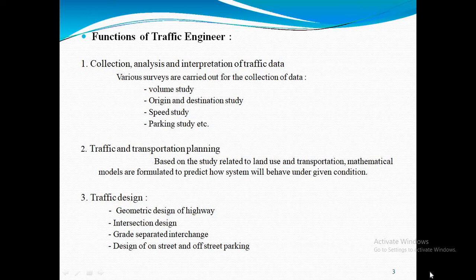Geometric design of the highway means we need alignment, sight distance, stopping sight distance, overtaking sight distance, gradients, super elevation, extra widening, transition curve, summit curve, horizontal element, vertical element. These are the parameters we take into account in geometric design. Then intersection design, where we construct rotaries, islands and so on, including grade separated intersections and at-grade intersections.